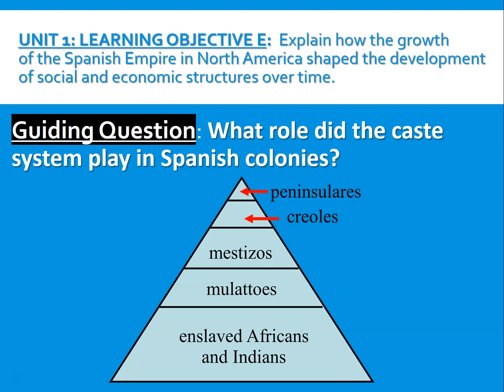What it's going to do is designate where you fit in society. And that's because it's often tied to your ancestry, your blood. It's not something that can change. I mean, you can't become a Peninsulare if you're a mulatto, right? You can't jump from mestizo status to Creole status. It just doesn't work that way. It's all about where you were born and who you were born from. So it's a pretty rigid system.